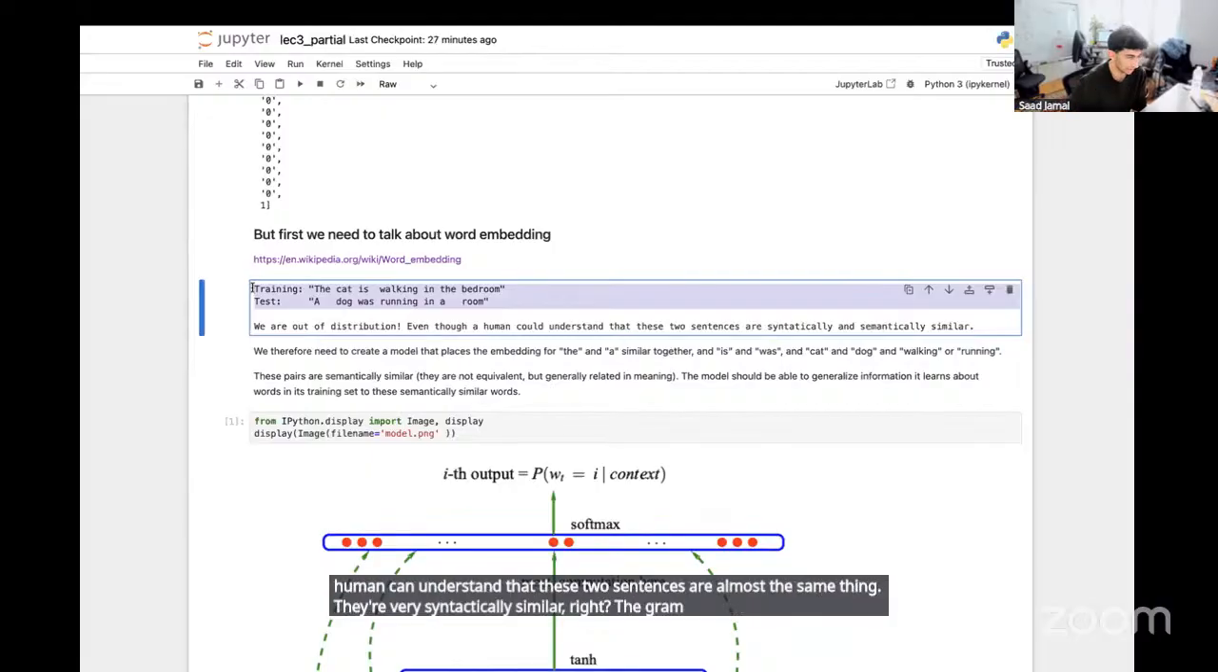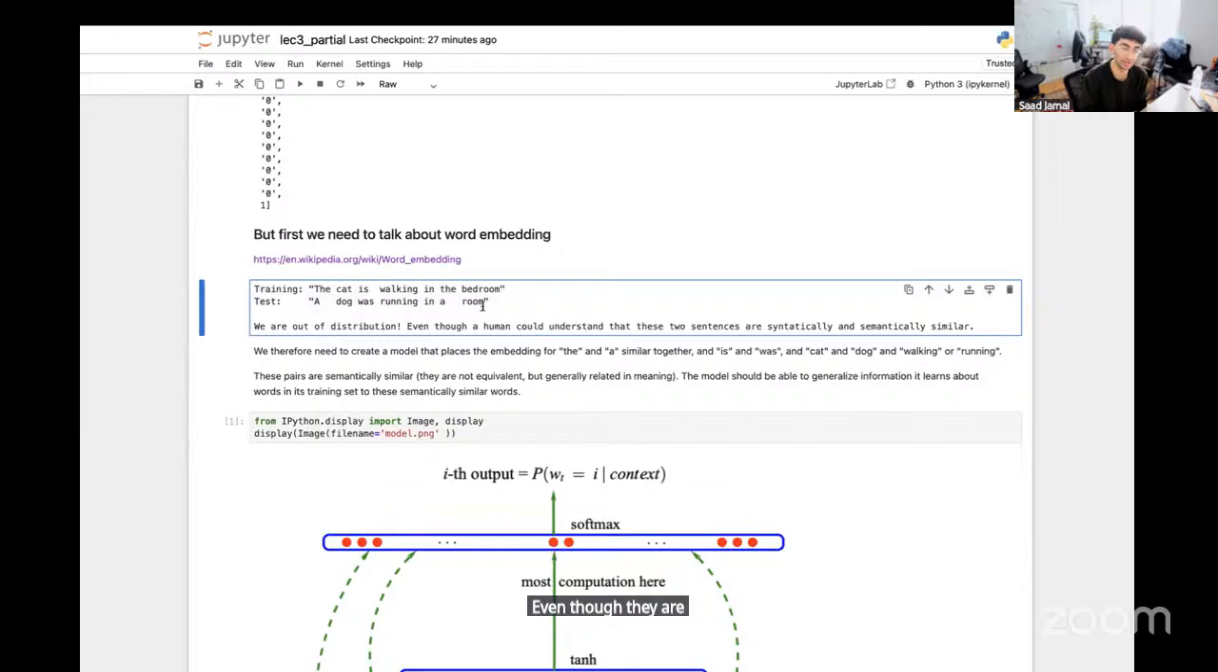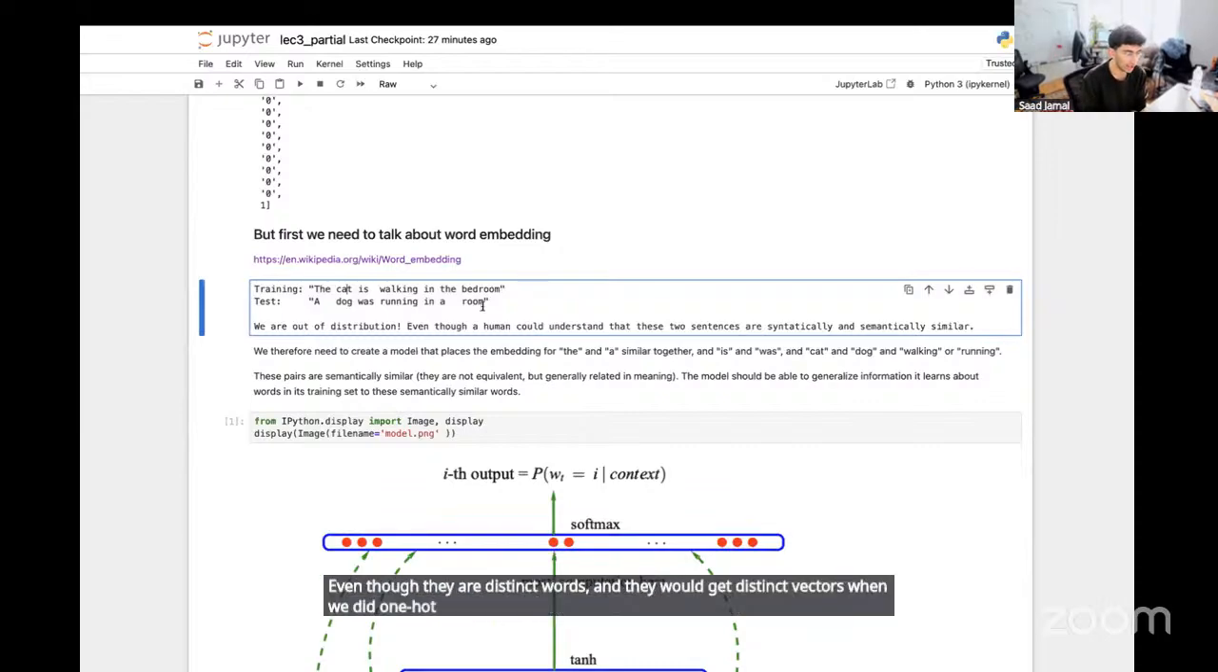The grammar is almost identical, and they're very semantically similar. "The" and "a," or cat and dog, or bedroom and room, even though they are distinct words and they would get distinct vectors when we did one-hot encoding, they're actually really similar. So that's why I'm going to introduce this concept of word embedding.